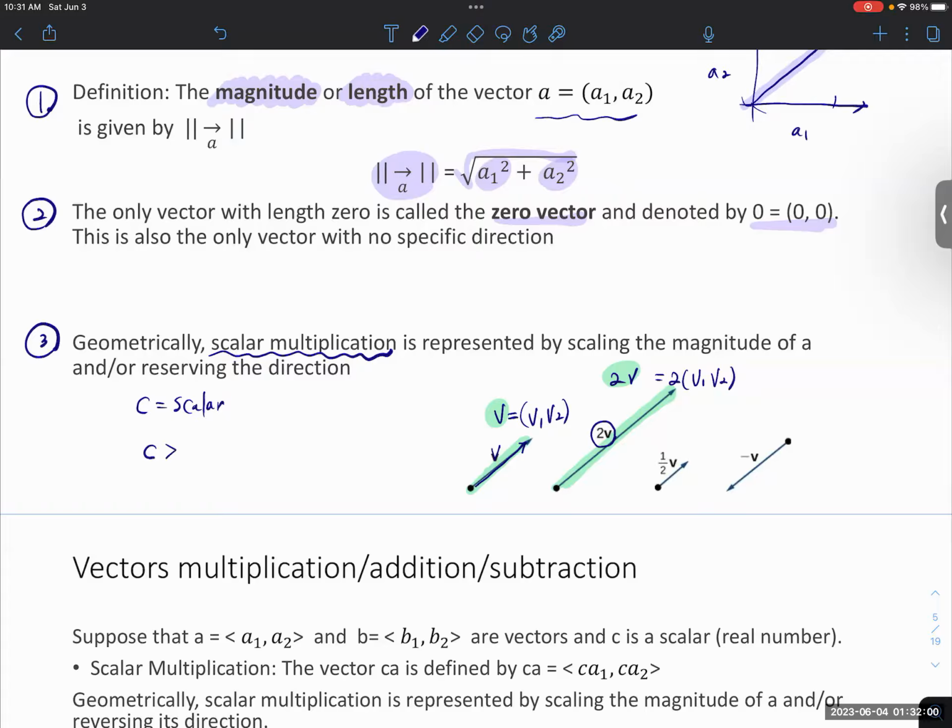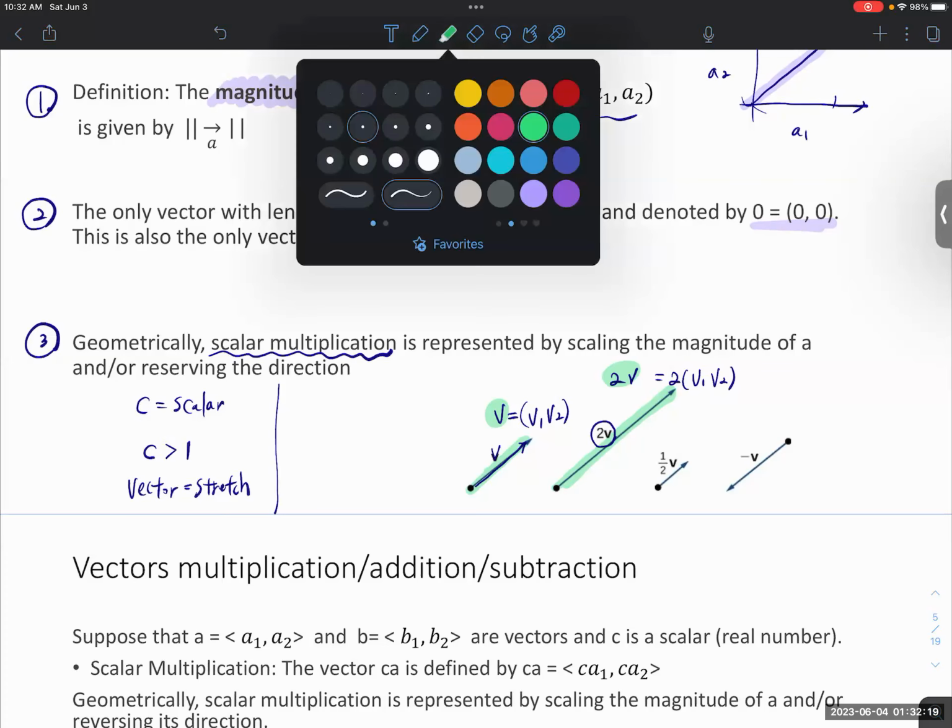If you multiply by C that is greater than 1, the vector is always going to stretch. So if you have a 3, it's going to be a triple stretch. If you have 2, it's a double stretch, correct? And then you can actually make it shorter.